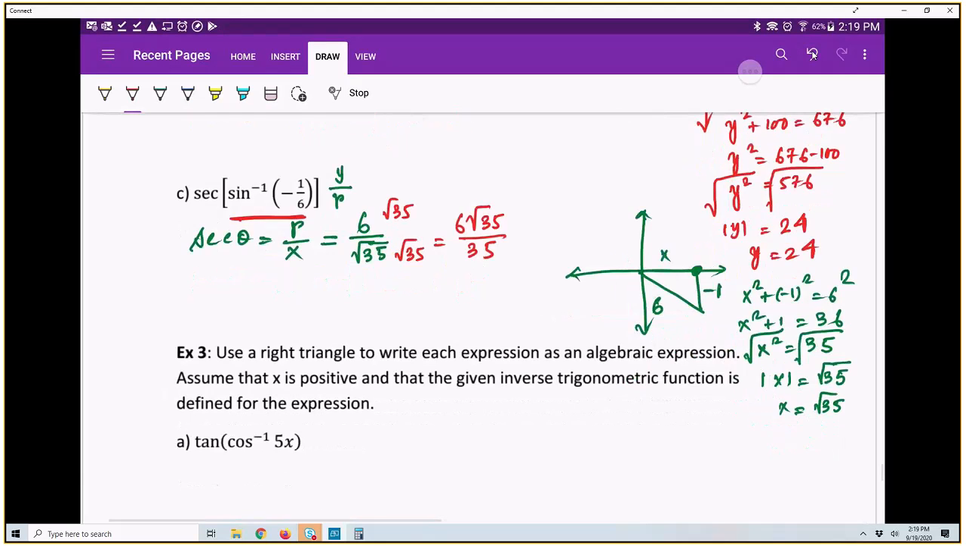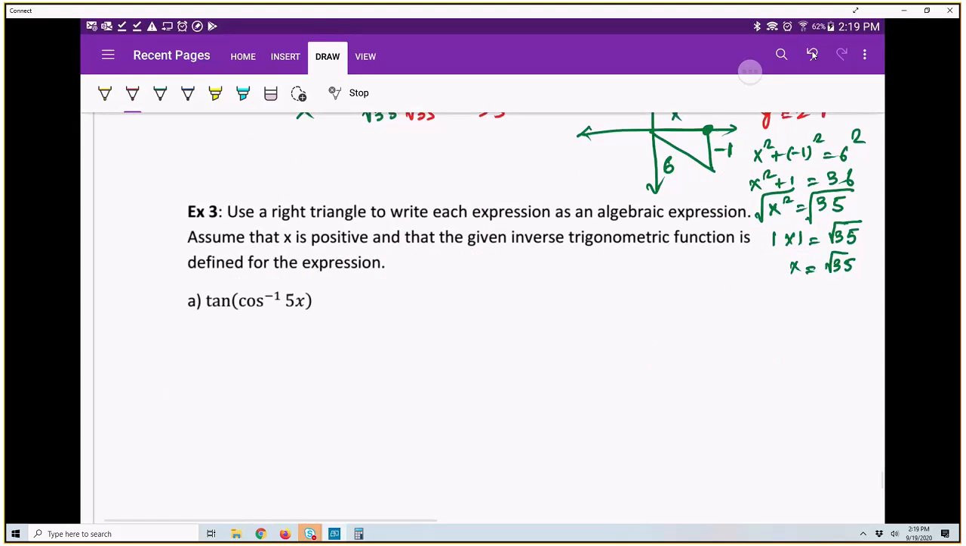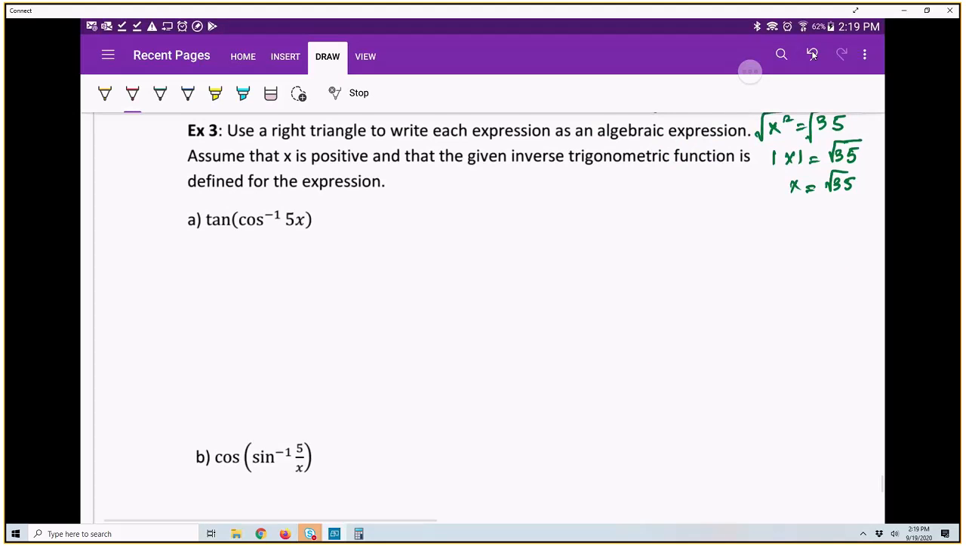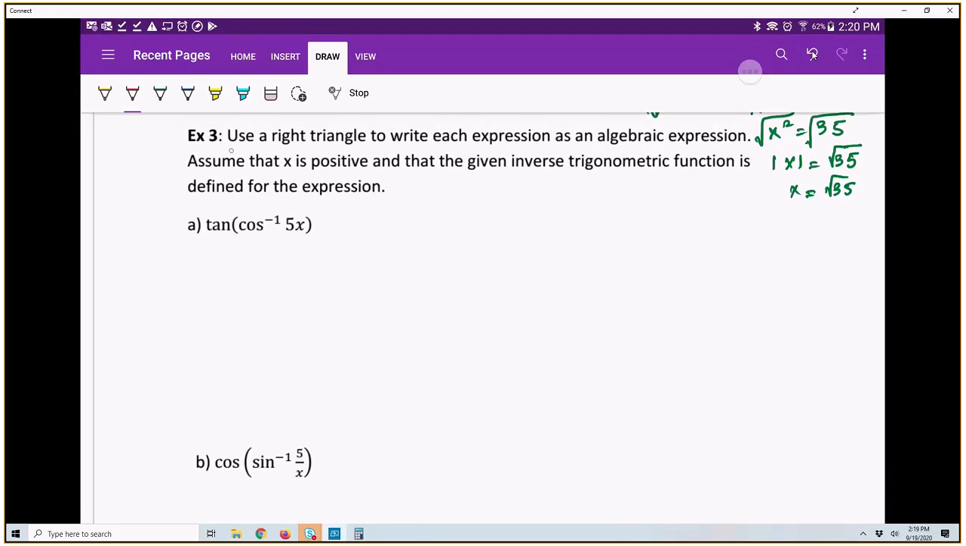The next problem is pretty similar. Instead, this time we do not have only numbers, we have numbers and letters together. So use a right angle triangle to write each expression as an algebraic expression. Assume that x is positive and that the given inverse trigonometric function is defined for the expression. Since x is positive, all these inverse trigonometric functions are positive, so they are in the first quadrant. That's the nicest information.